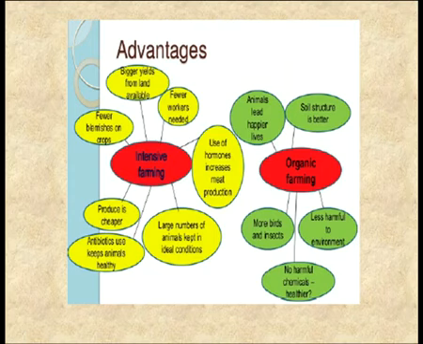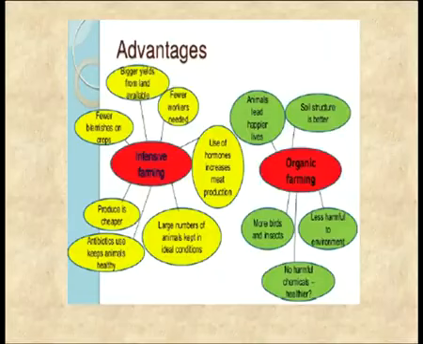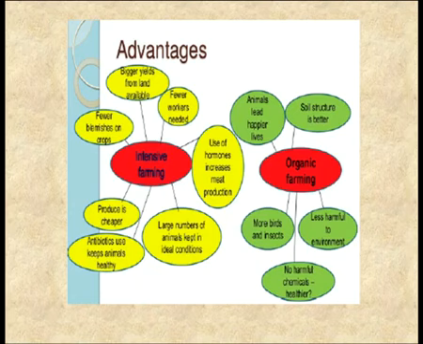Now come to the advantages of intensive farming and organic farming. In short, advantages of intensive farming are bigger yields from land available, fewer workers needed, use of hormones increases meat production, large numbers of animals kept in ideal conditions, produce is cheaper, fewer blemishes on crops. And for organic farming, soil structure is better, less harmful to environment, no harmful chemicals, healthier, more birds, insects and animals lead happier lives.